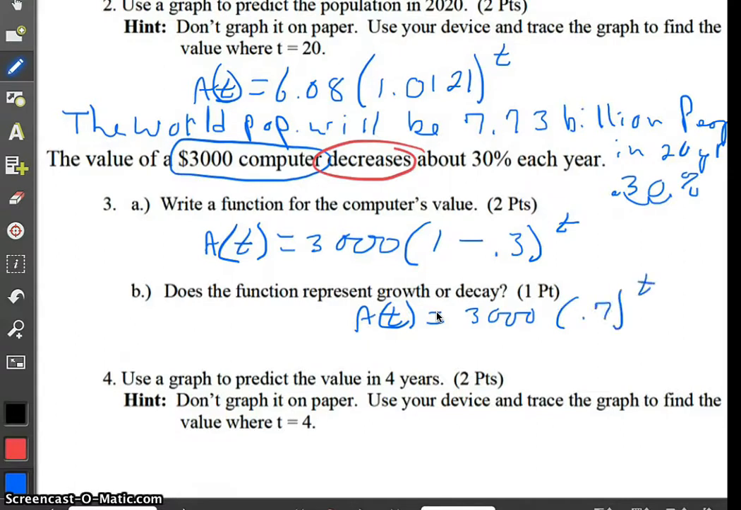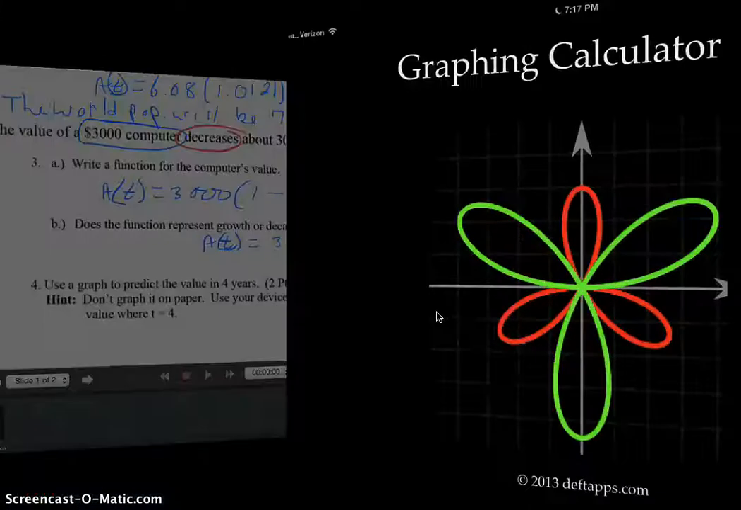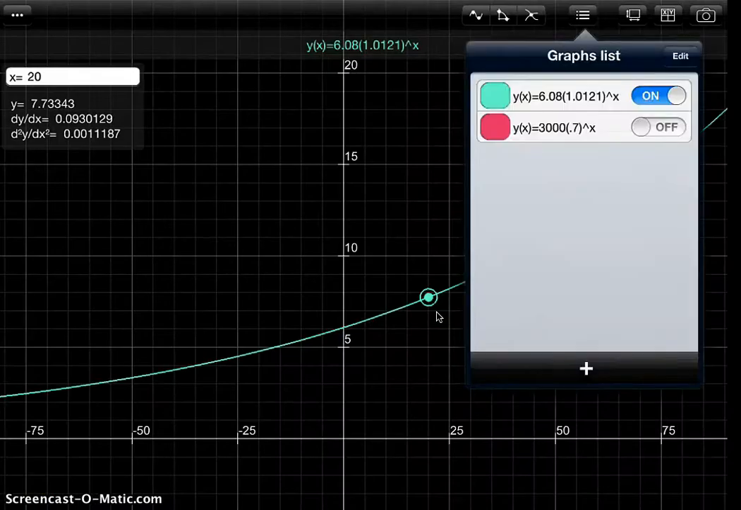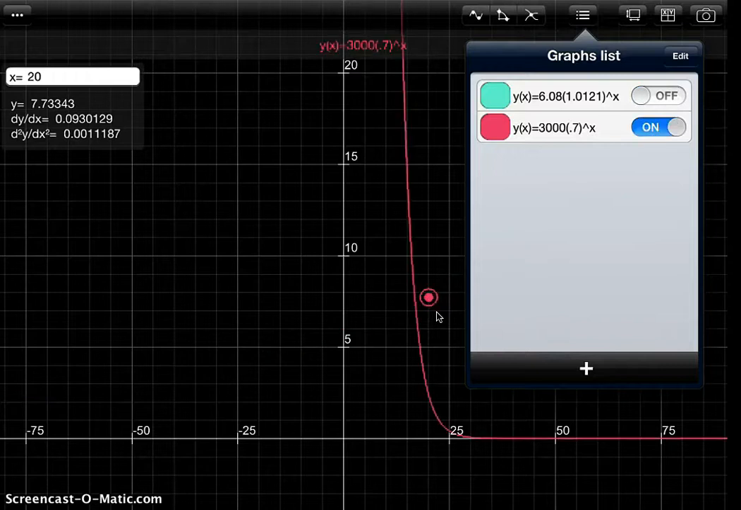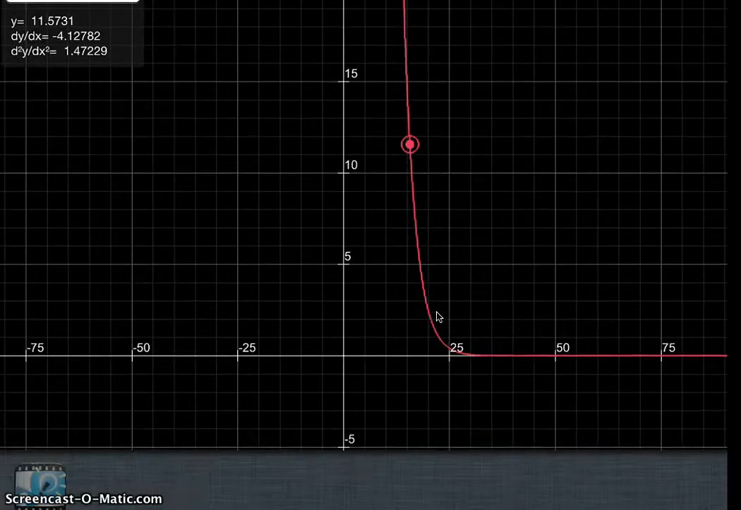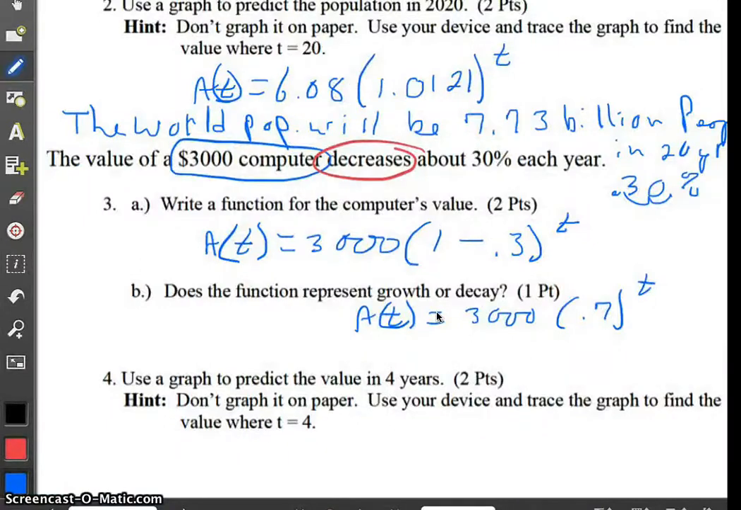All right, so let's take this and enter this into our calculator. So going back to here, let me shut this one off, turn this one on, and here is the graph. Now I want to know where it's going to be after, let's see, what did it say? So let's go back and read the question. It wants to know where it's going to be at t equals 4.